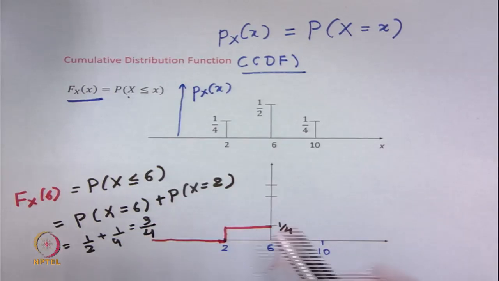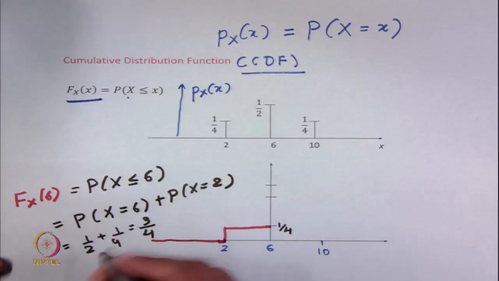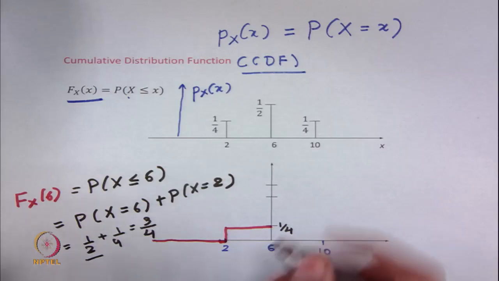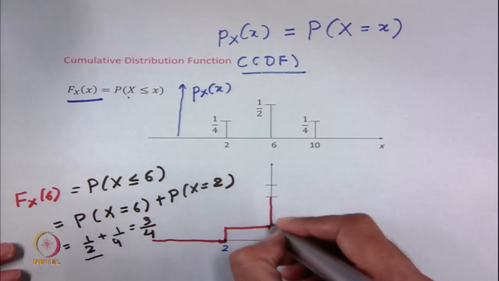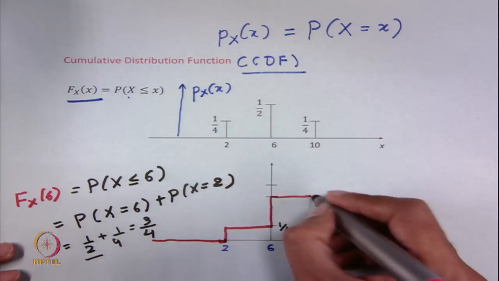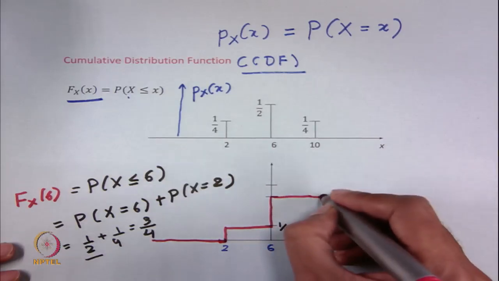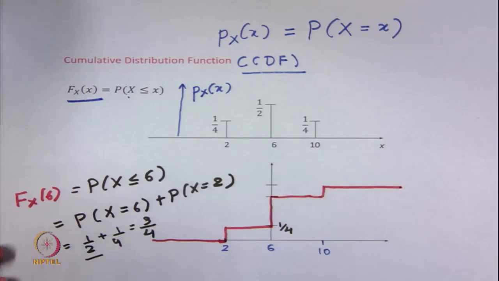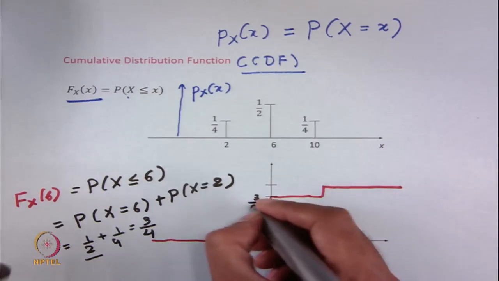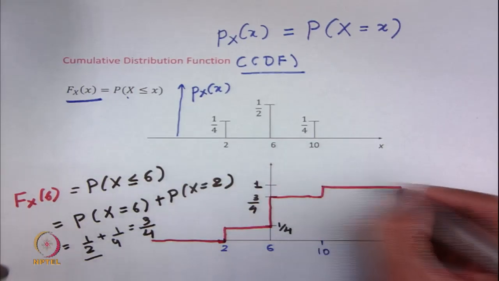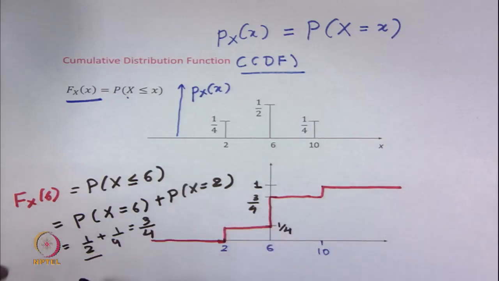So, the probability at point 6 you have to add half to this. So, this shoots up at 6, then it again becomes constant till 10, and at 10 it shoots up again and it remains constant. What is the probability? So, this point is 3 by 4 and this point is 1. So, after 10 it has a probability 1.